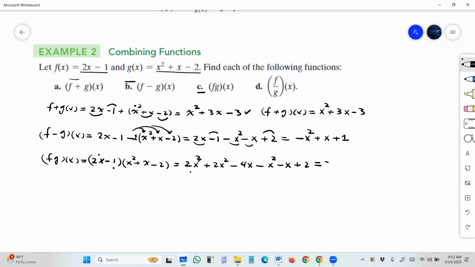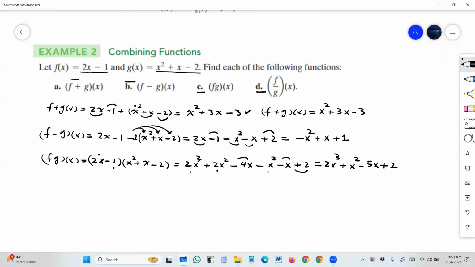And now at this point, it becomes just an addition problem where we have to combine like terms. So the 2x cubed is unique. The 2x squared and the minus x squared are like terms, so I get positive x squared. The minus 4x and the minus x are like terms, so I have minus 5x. And the positive 2. All right? So this is the product of the two.